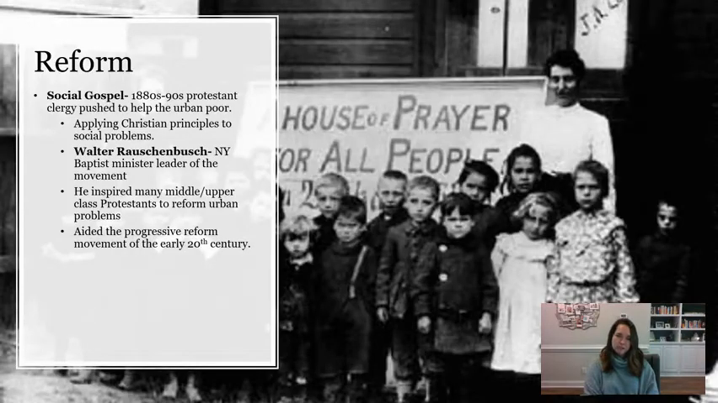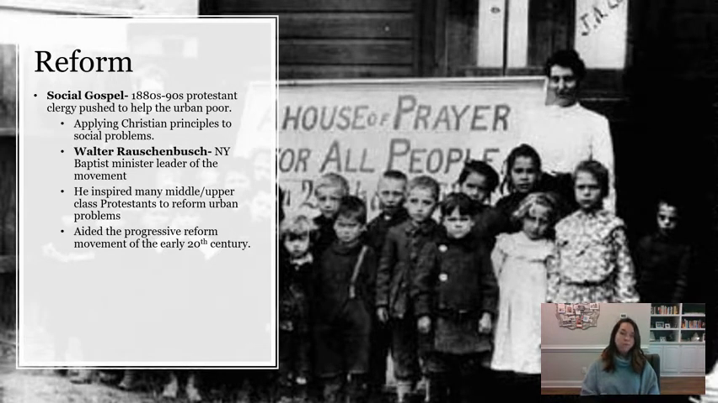Religion inspired those antebellum reformers that we talked about before the Civil War, where it was the Second Great Awakening that inspired them to improve society. There were also people during this era who were inspired by religion. So the social gospel was this Protestant push to help the urban poor. They're trying to apply Christian principles to social problems. Walter Rauschenbusch, a New York Baptist minister, was a leader of the movement. He inspired a lot of middle and upper class Protestants to reform some of these urban problems.